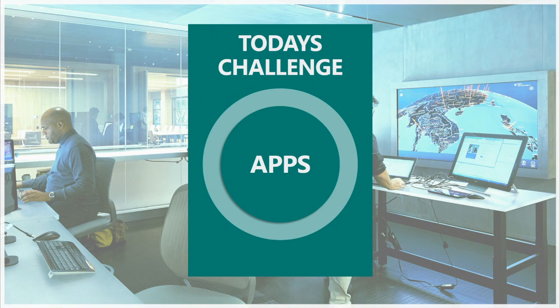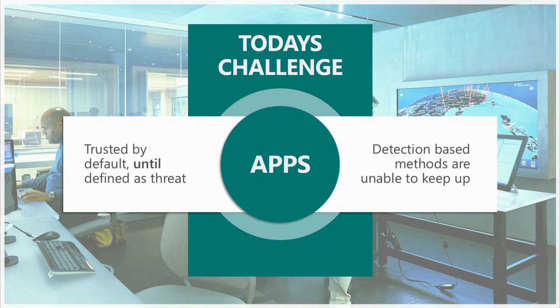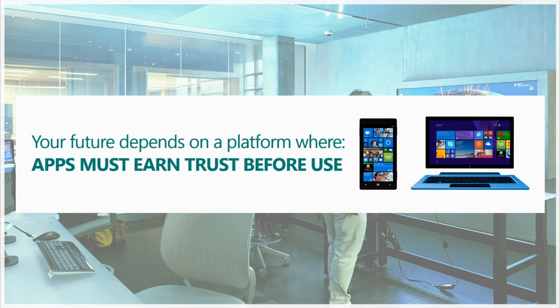So as we talked about just a moment ago, the challenge we face today is all the apps in the world are trusted, and until somebody says no, that's not going to be a good idea, and you have some sort of signature that starts blocking things. So what we want to do on Windows 10 with a feature that we call Device Guard is create the conditions so the apps must earn trust.